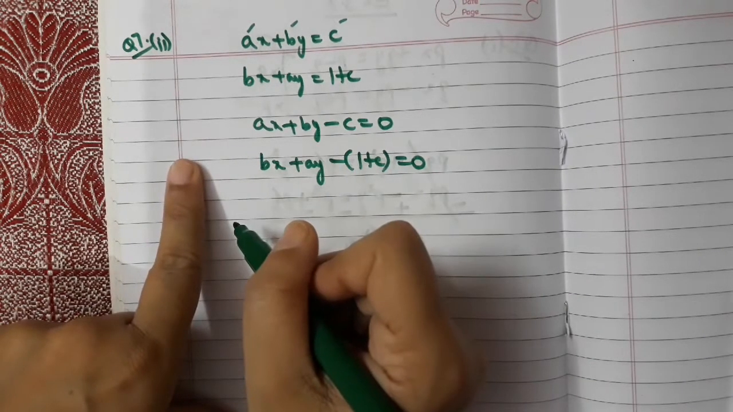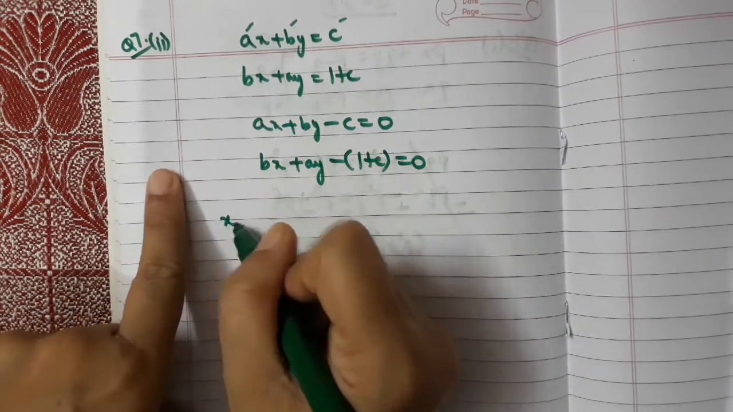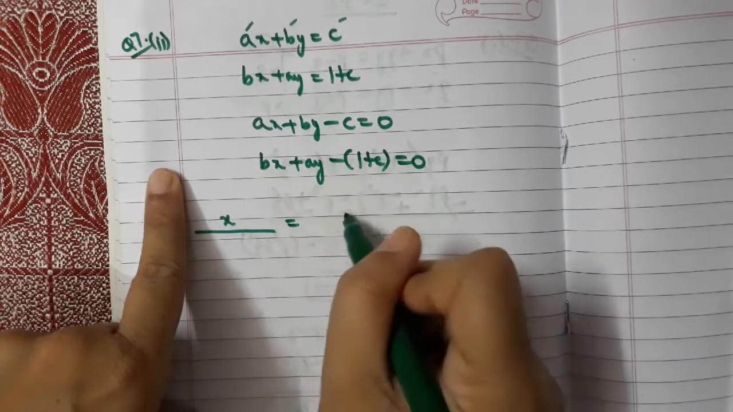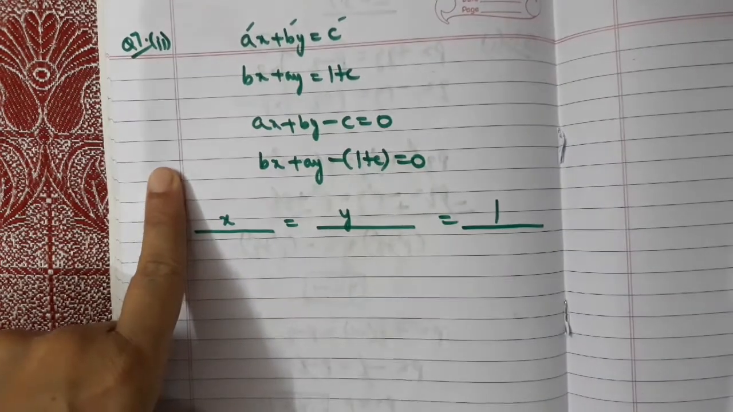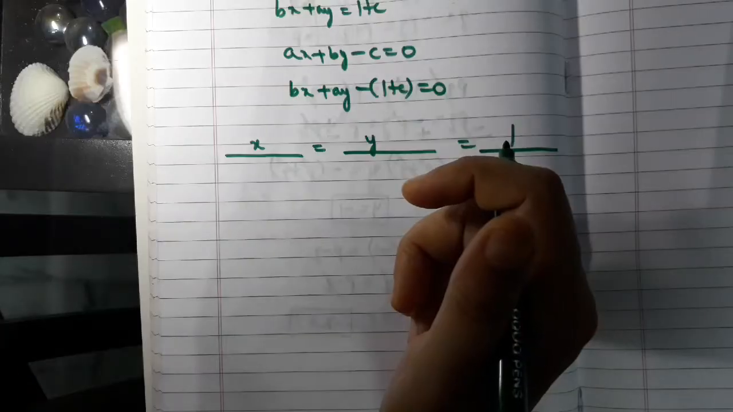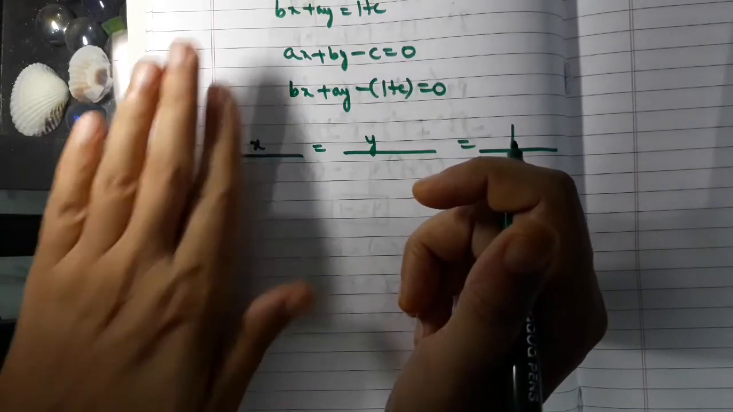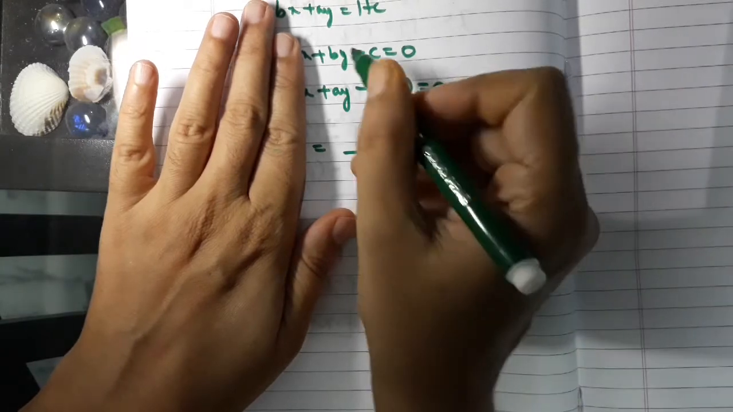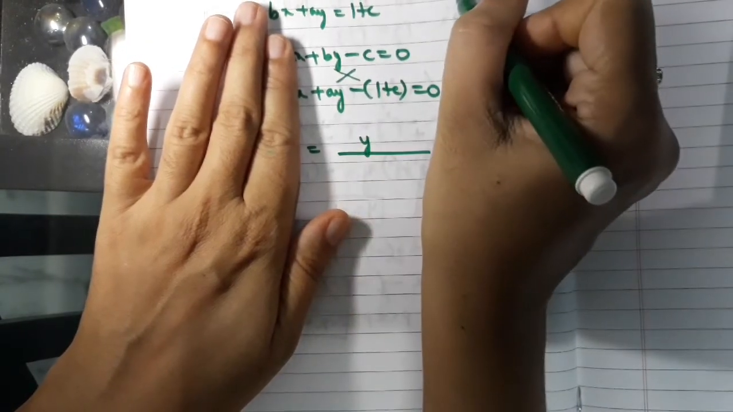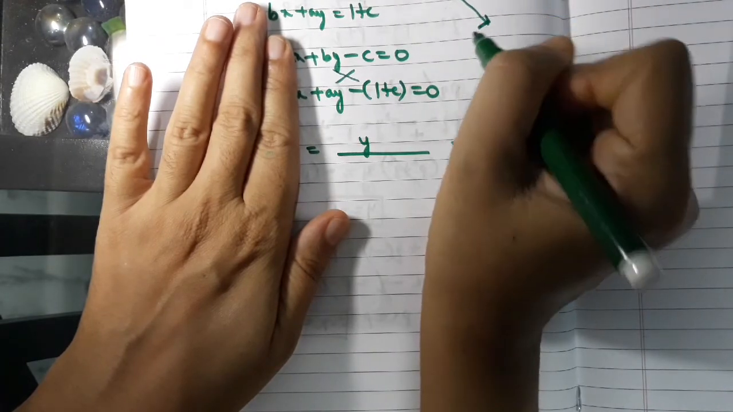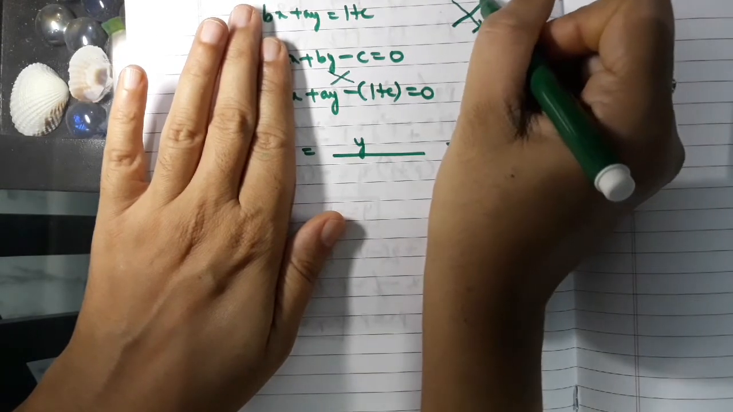Now we have to solve this by cross multiplication method. So we write x upon, y upon, 1 upon. x upon, so we hide x and we cross multiply. This is how we have to cross multiply. This into this minus this into this. This is how we will cross multiply.